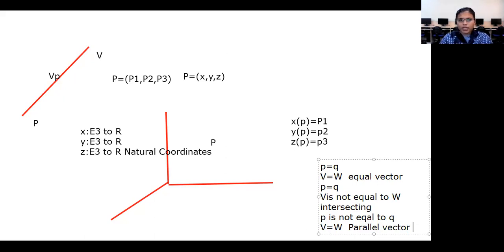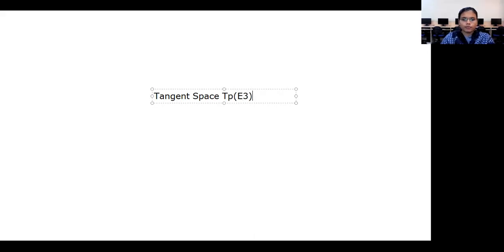Now let us go to the next concept. The next concept is the tangent space. This tangent space we are going to denote by TP of E3. Okay. This P is a suffix and this is the E3 space, or rather you may write it as TP of R3 space. Now everyone knows R3 over R is a vector space. Here we are going to study a tangent space.